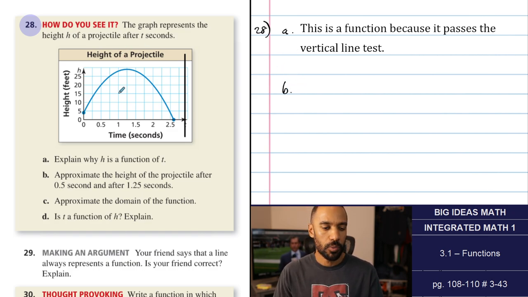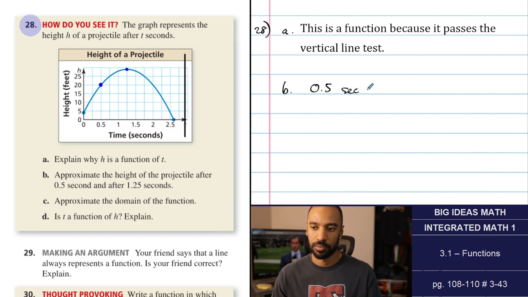Just an approximation, but we look at 0.5 seconds is right here, it's at 20 feet. And 1.25 seconds, here's 1.25 is right there. So that's gonna be more of an estimation. So at, oh, you don't know function notation yet. So I'm gonna say after 0.5 seconds, it's approximated to be around 20 feet of height. Well, you probably learn function notation in this chapter though. So we'll learn it later.